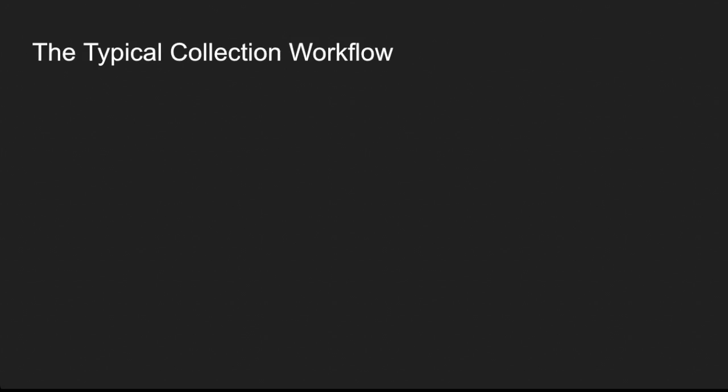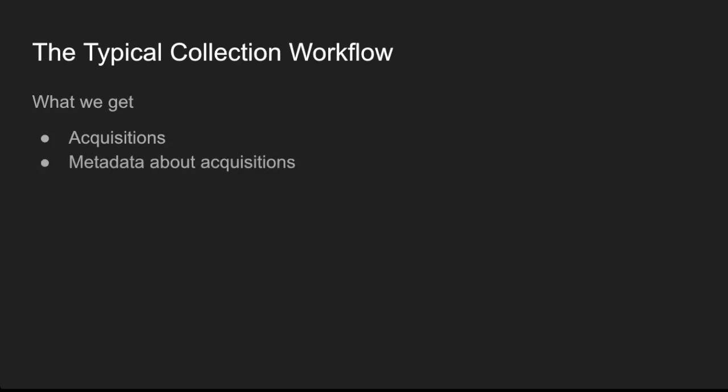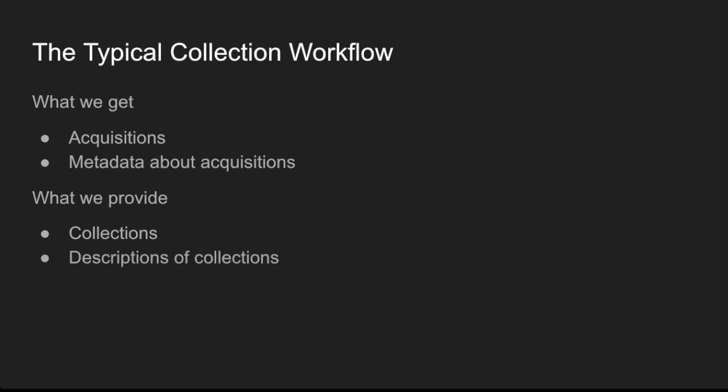Well, from the outside, if you had nothing to do with this business of cultural heritage management or media management or things like that, it basically looks a little bit like this. Well, first, we get some stuff. We get acquisitions, sometimes we call them, or we also get metadata about those acquisitions, but we get stuff in general. And then we provide other stuff. In a cultural heritage context, we provide collections, and we also provide descriptions about those collections. So from an external point of view, an organization like this exists in order to get stuff and then to later provide stuff based on the things that we got.